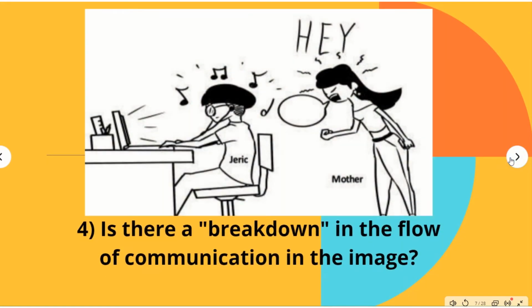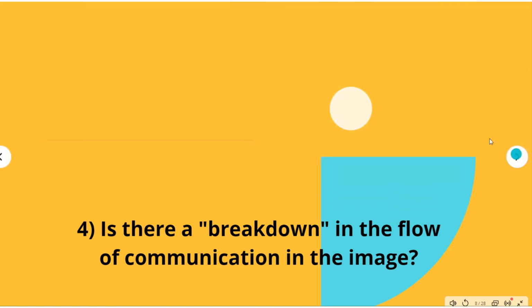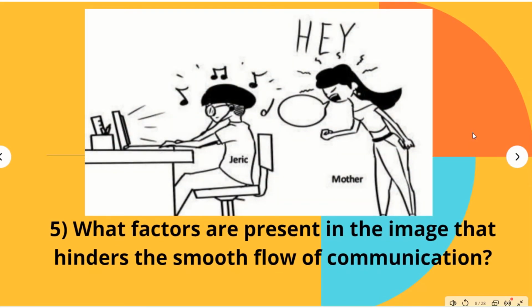For the 4th question, my dear students, do you think there is a breakdown? Is there a breakdown in the flow of communication in the image? If your answer is a big yes, your answer is correct. And for the final question, what factors are present in the image that hinder the smooth flow of communication? Let's try to enumerate them.